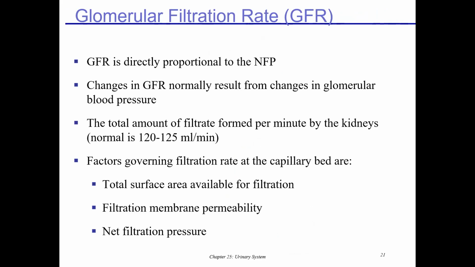The glomerular filtration rate is proportional to the pressure. Higher pressure means higher rate. Lower pressure means lower rate. Any kind of change in the glomerulus blood pressure is going to affect the filtration rate. Now, how much filtration rate should we have? We should be filtering about 120 mils per minute. 120 milliliters of filtrate should be coming out from our kidneys in a minute. That is a normal, healthy glomerular filtration rate.